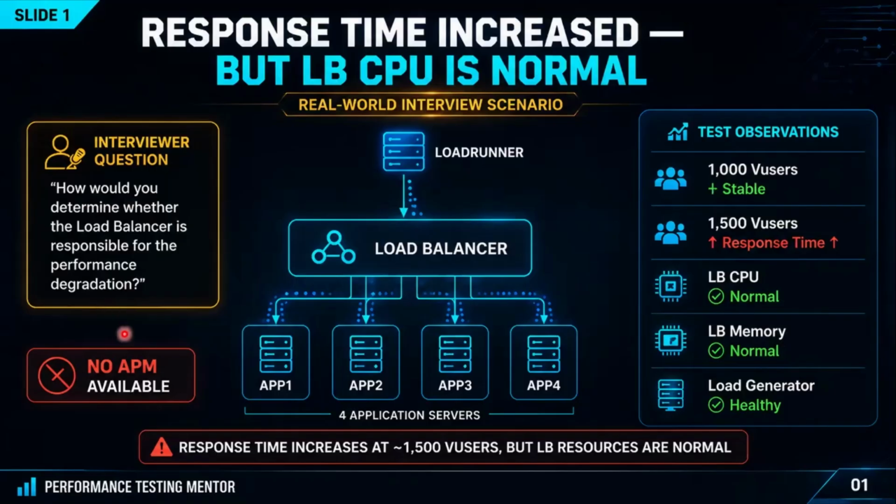I would not immediately say that the load balancer is healthy just because CPU and memory are normal. Instead, I would investigate how the load balancer is behaving. And remember, no APM doesn't mean no monitoring. We can still use the load balancer native statistics, configuration, logs, operating system monitoring wherever applicable, and LoadRunner results. So let's investigate this step by step.